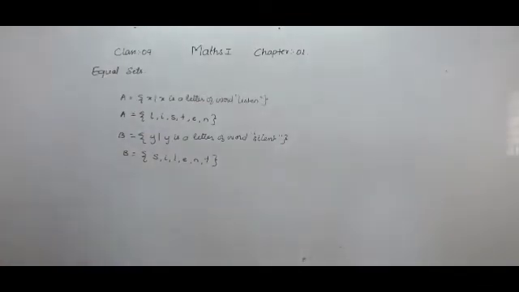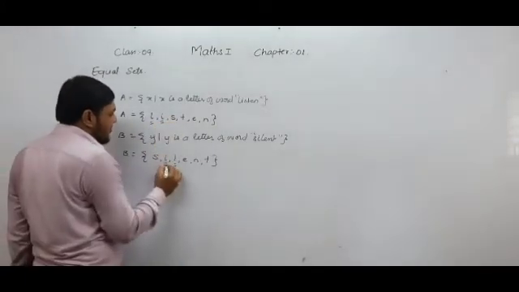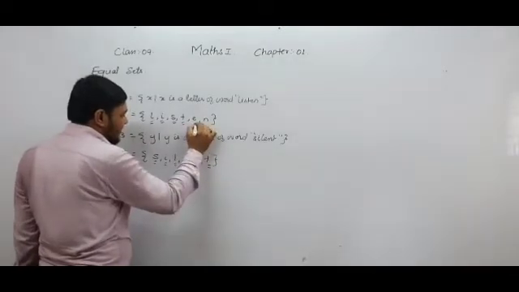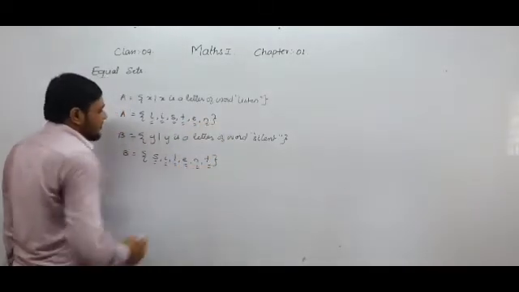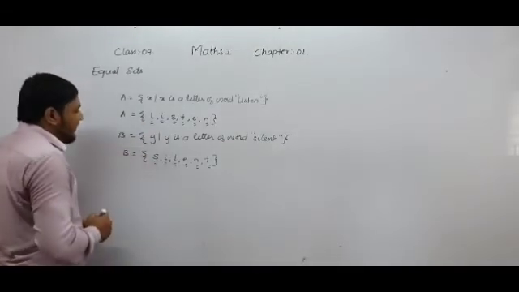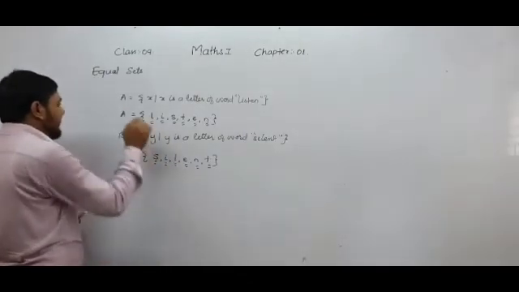So student, let us observe both the sets written in the listing method. A is equal to L, I, S, T, E, N and B is equal to S, I, L, E, N, T. What have you noticed? L is common in both the sets, I is also common, S is common, T is also common, E is also common, and N is also common in both the sets. So all the elements of set A are the elements of set B, and all the elements of set B are in set A.